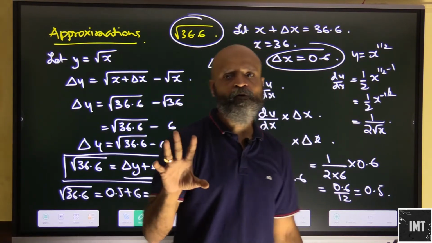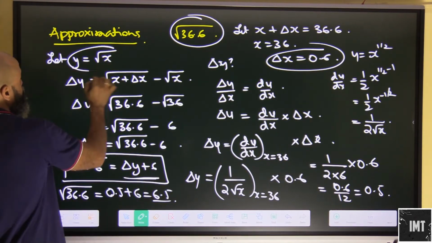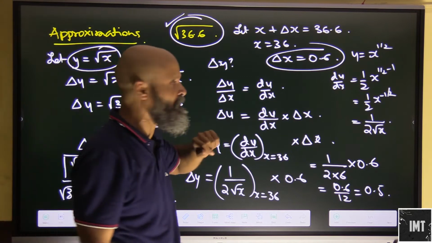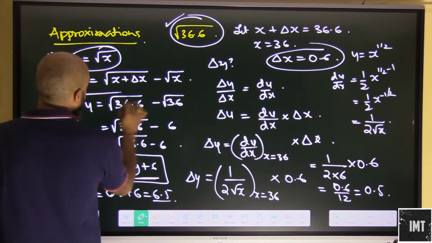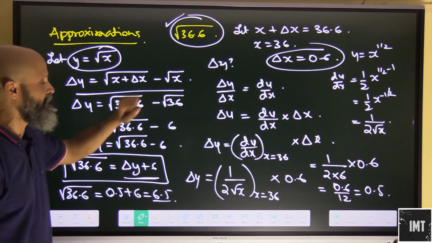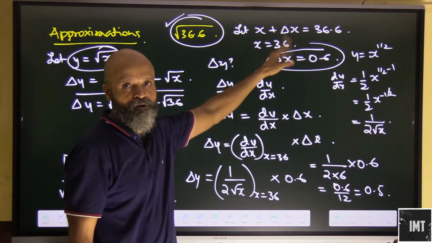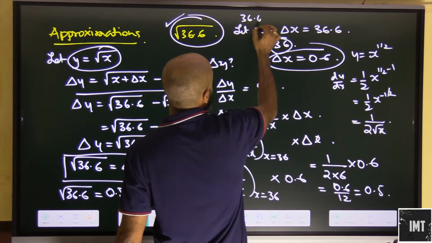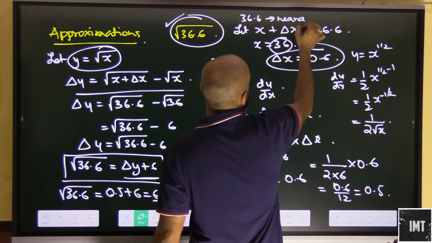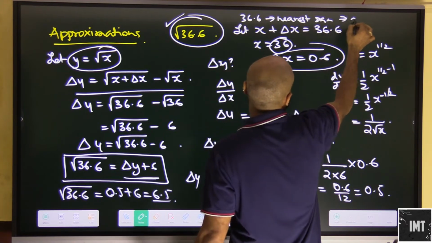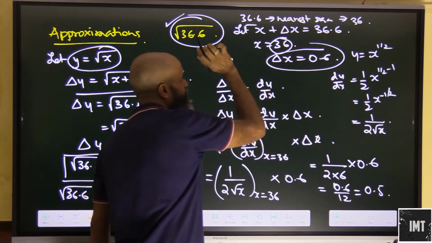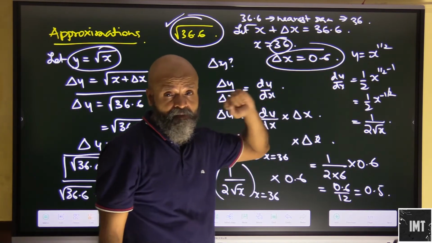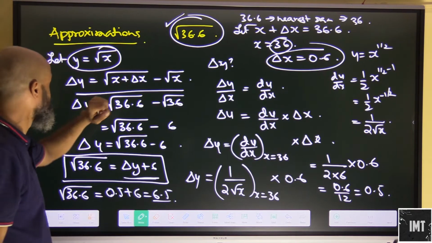So what we have to do first is define the function. Here we had an under root function, so we defined y is equal to under root of x. The next thing that we have to do is delta y is equal to x plus delta x minus x. So we have to assume that x is equal to 36, the nearest. How do we come to this figure? 36.6, the nearest square number here is 36. So we have taken x is equal to 36, and 0.6 is remaining, so delta x becomes 0.6.